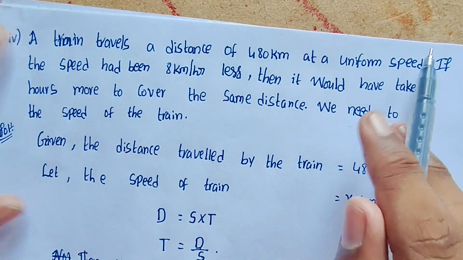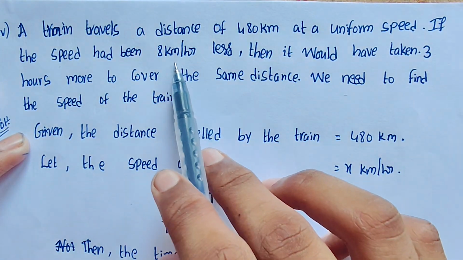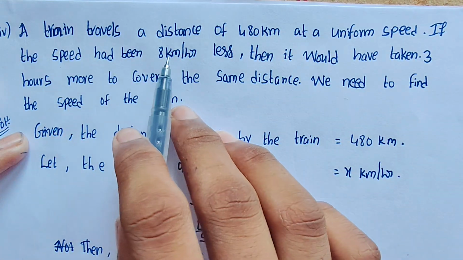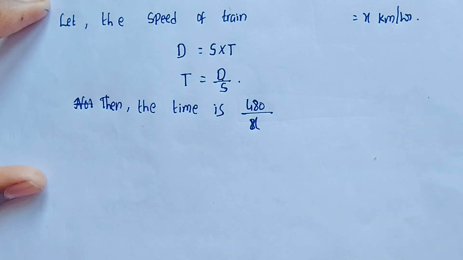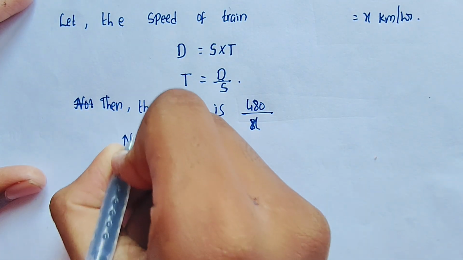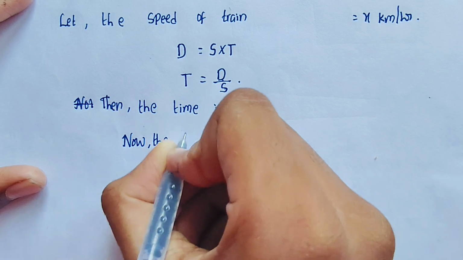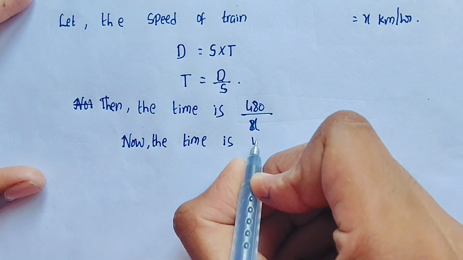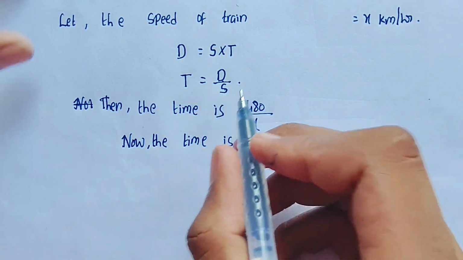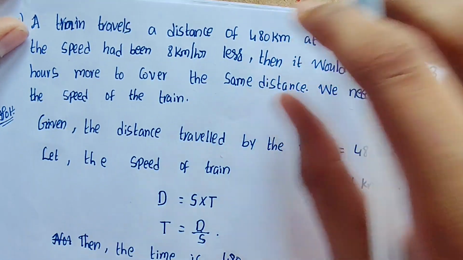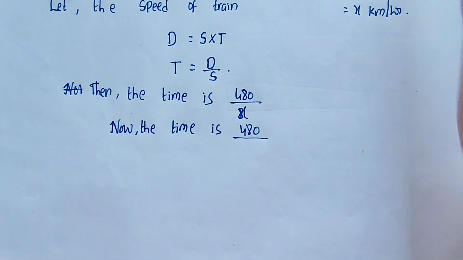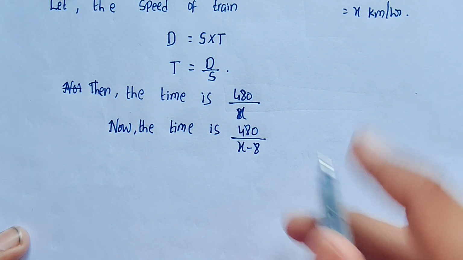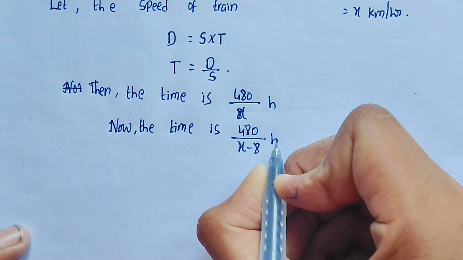After, here he said if the speed had been 8 kilometer per hour less, so he reduced the speed by 8 kilometer per hour. So now the time is, like that only, distance by speed: 480 by, he reduced the 8 kilometer per hour, then it becomes x minus 8. So 480 by x minus 8. These both are taken in hours.